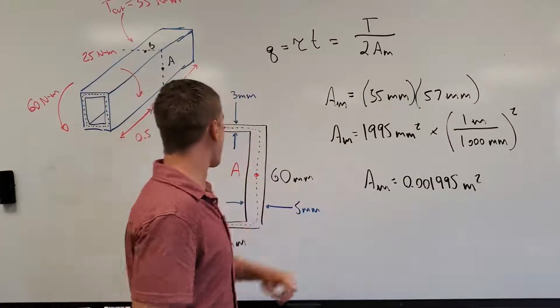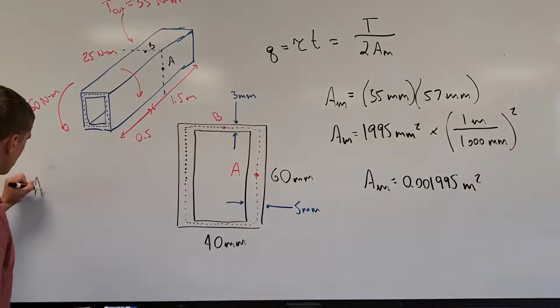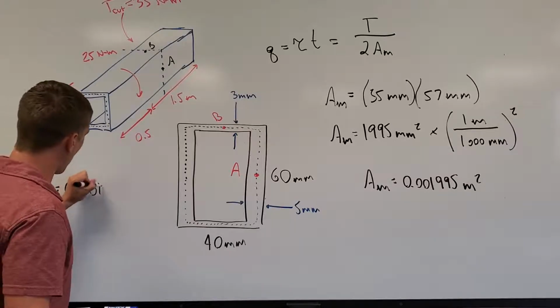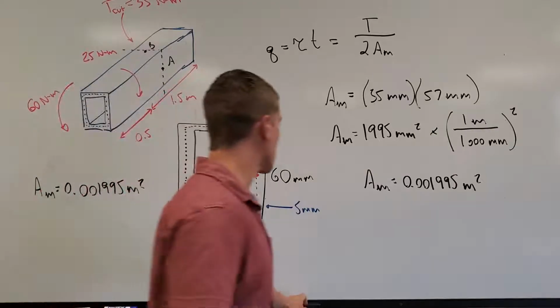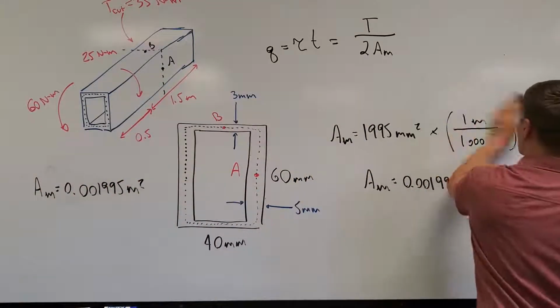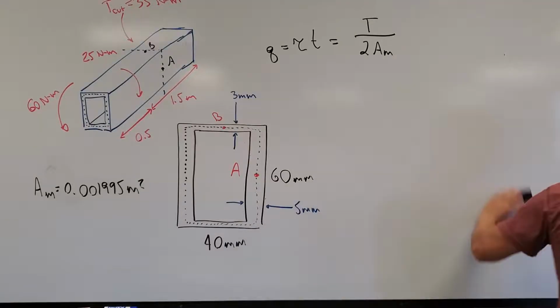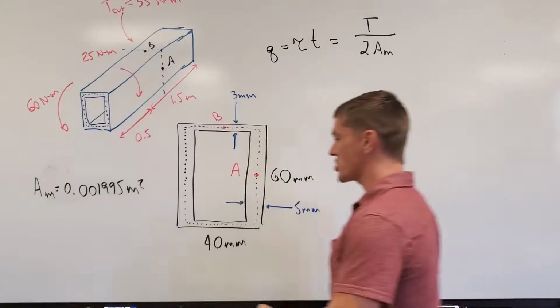So I'm going to go ahead and make a note of this over here. Our mean area is equal to 0.001995 meters squared. Okay, so let's erase this and get a little bit more room on the board.